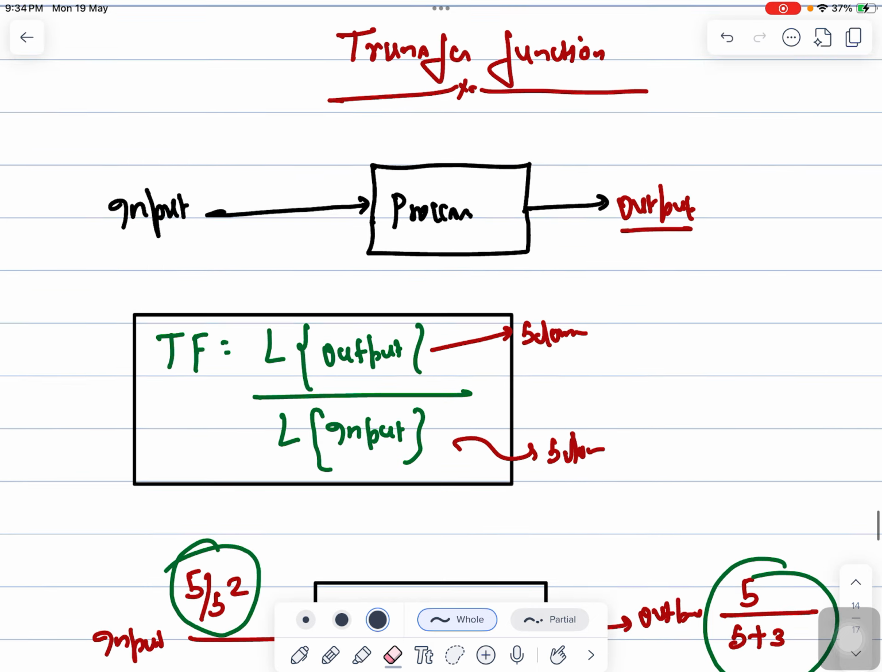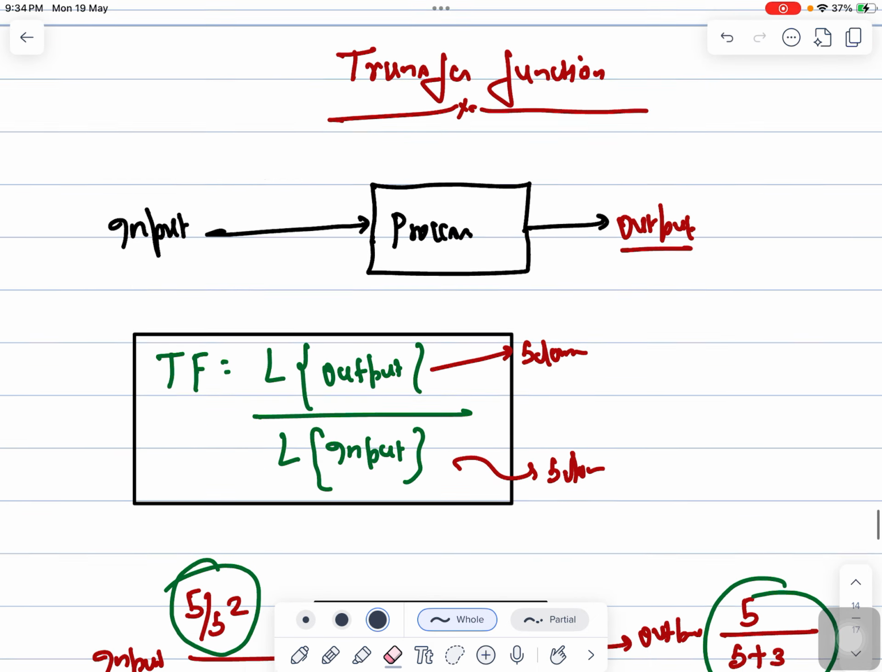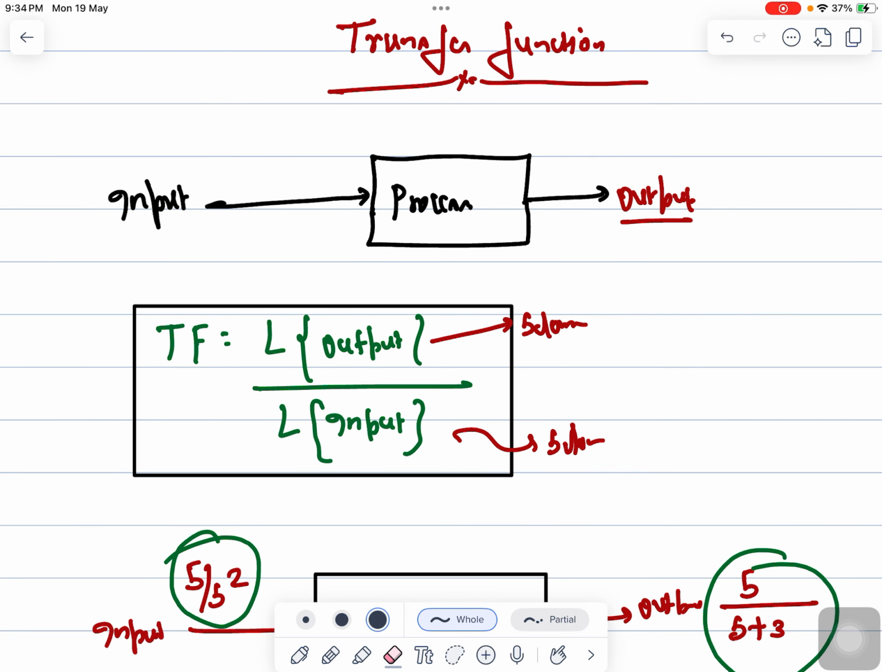So first I'll be talking about some concepts that I taught in the last lecture. Here you can see that I started with the transfer function. So how to define the transfer function? The transfer function of any process can be defined as the Laplace of output divided by Laplace of input. Laplace of output should be in the S domain, and Laplace of input should be in the S domain also.